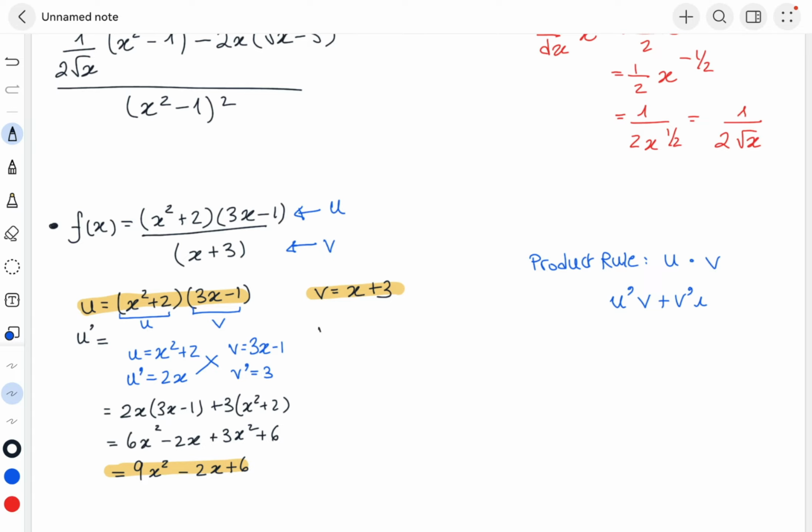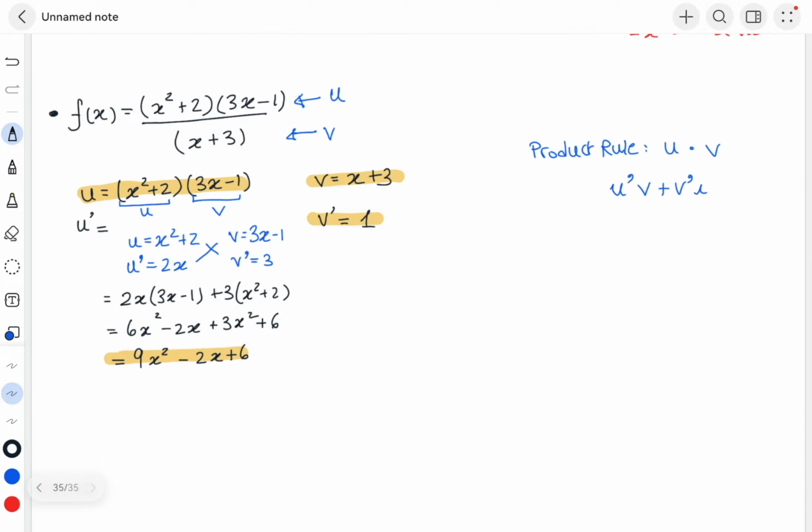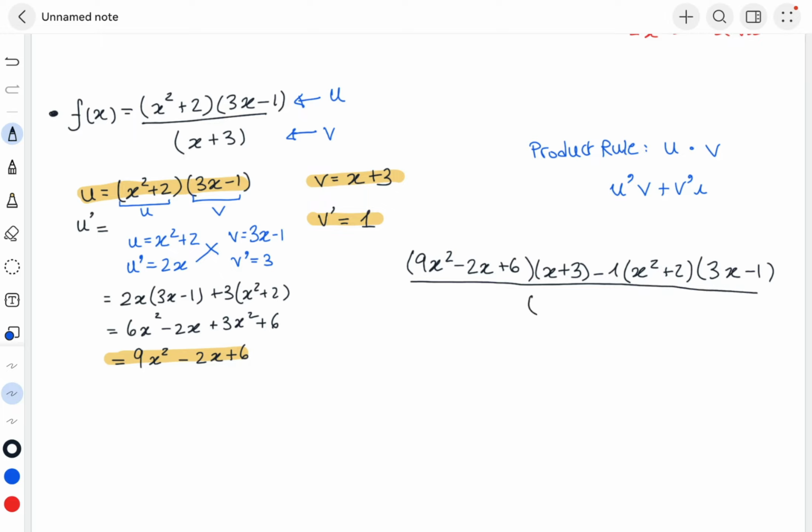We need to still get our v prime. Derivative of v is simply 1. Derivative of x is 1 and derivative of 3 is 0. And now we perform u prime v. So u prime times v minus our v prime times u all over our v squared, x plus 3 whole squared.